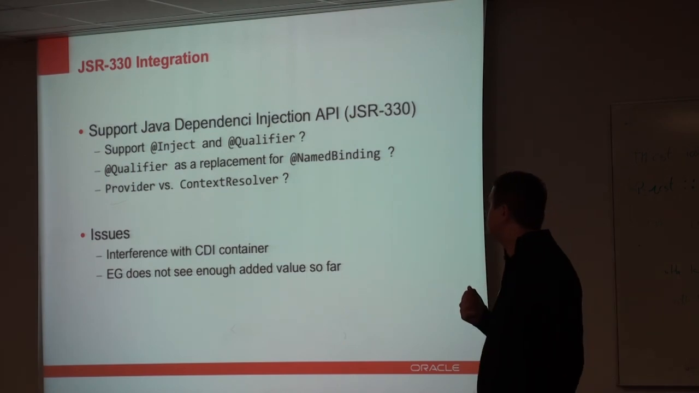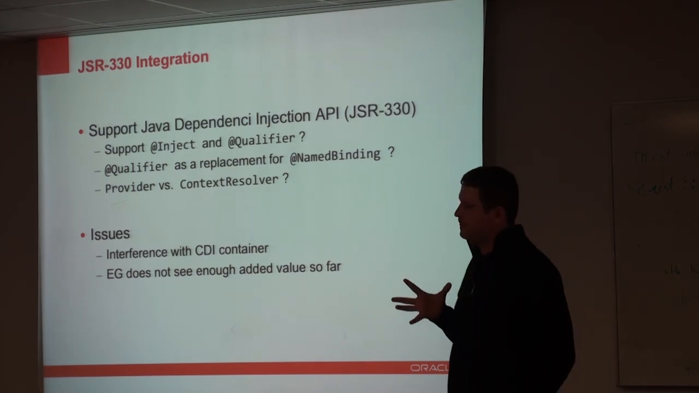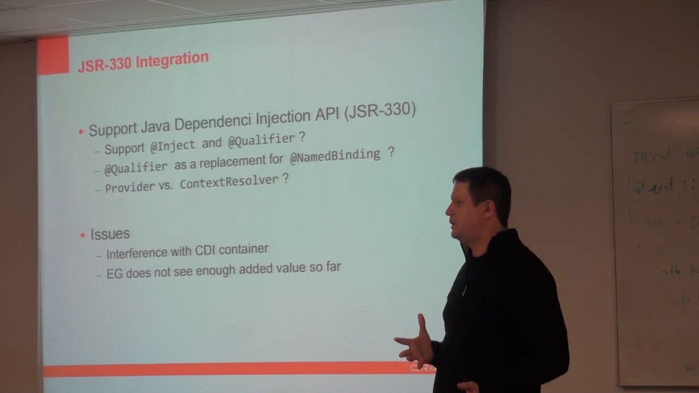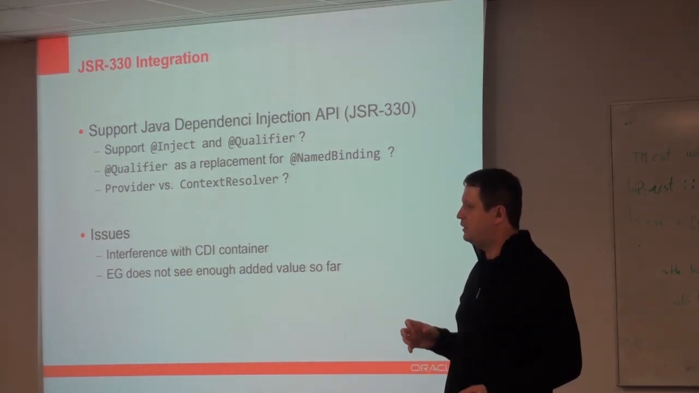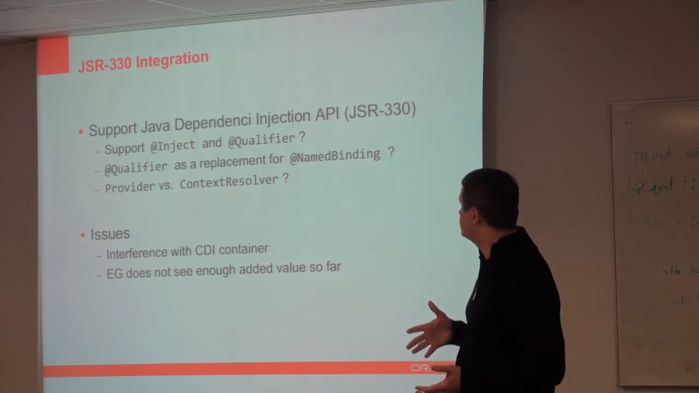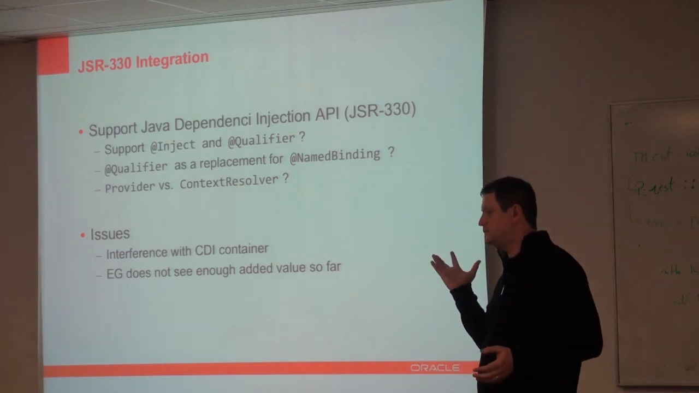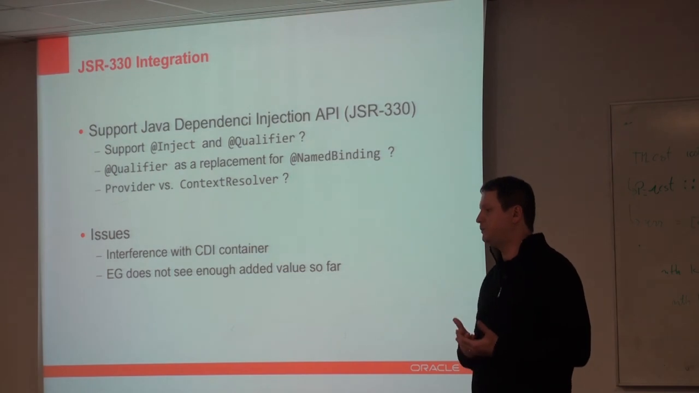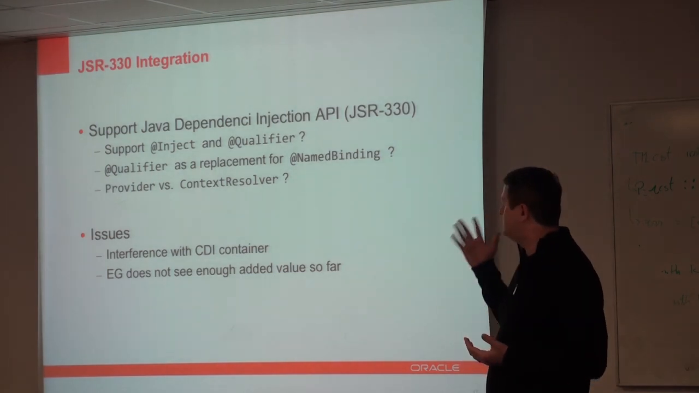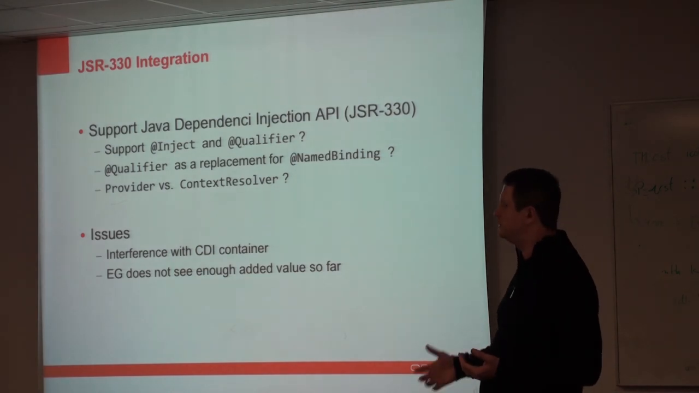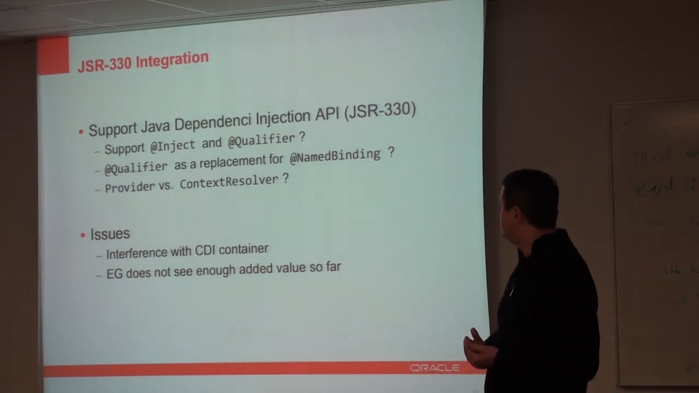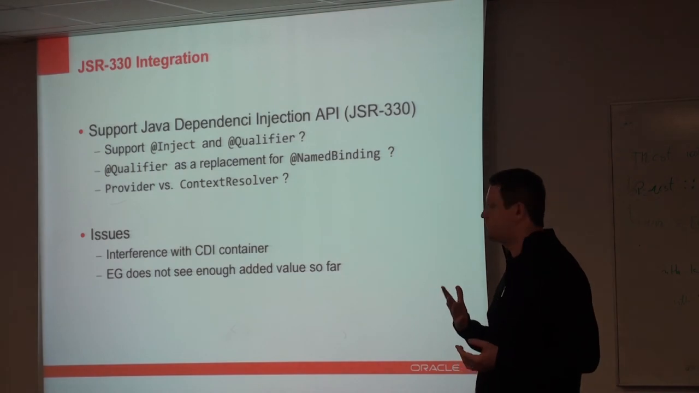JSR 330 integration, as I said, there are big questions around it, especially when it comes to how much we should support it. There are similarities, like the qualifier and the name binding annotation, the provider in JSR 330 and the context resolver, which exists already in JAX-RS 1.1. But there are big issues.